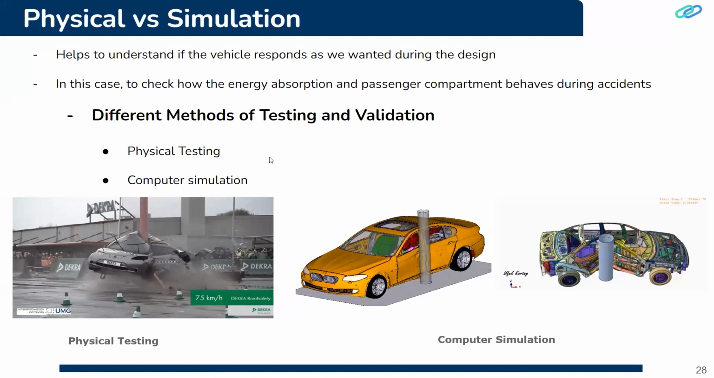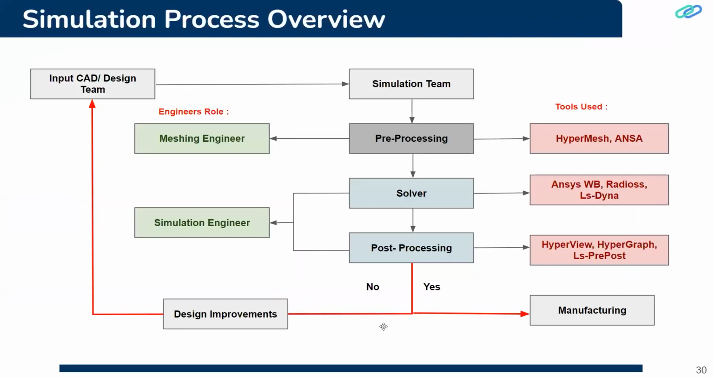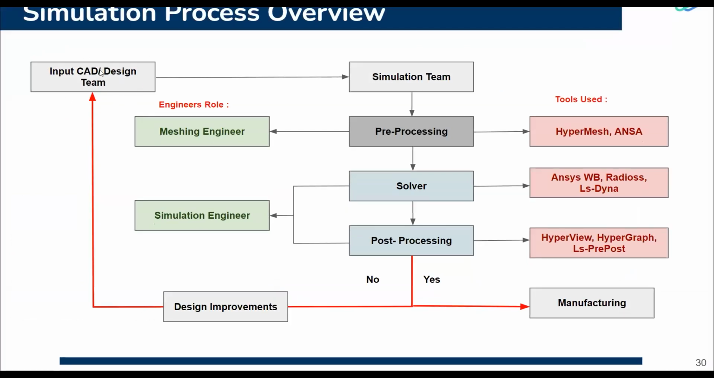Now talking about the simulation process. Typically I'll have a CAD team, meaning a design team, that will design my product, and then the product will come to a simulation team. The simulation team will pre-process it using tools such as Hypermesh, and for this, engineers will be required. This engineering role is called a meshing engineer role, right?